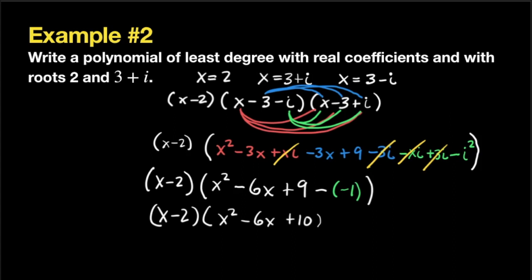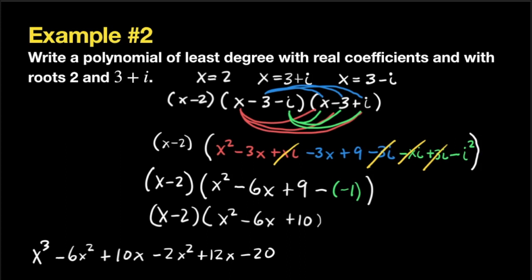Now we're going to multiply the x times the three terms that we have. So x times x to the second power, so we're going to get x to the third. And we have x times negative 6x, negative 6x to the second, plus 10x, minus 2x to the second, plus 12x, minus 20. So that's when you multiply everything out.